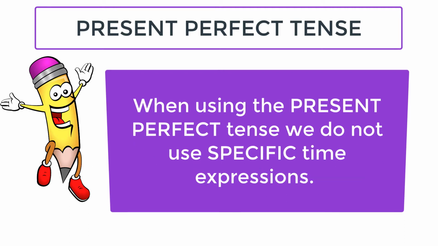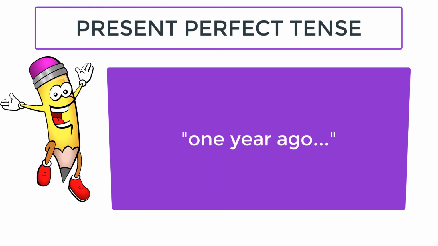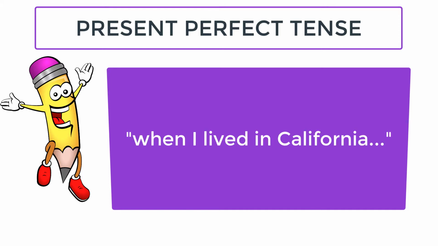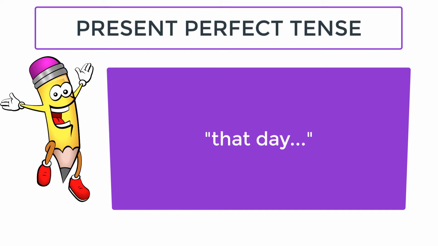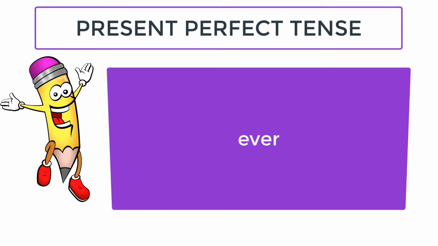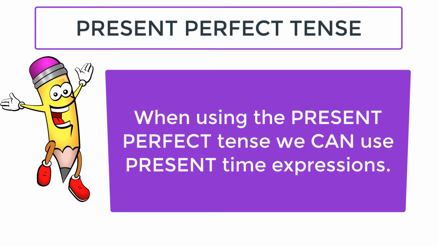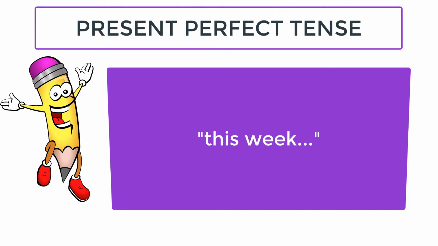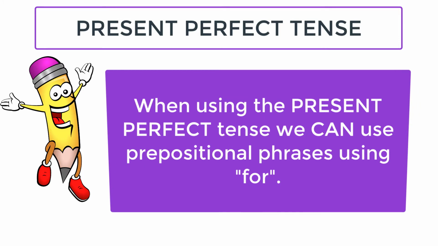Therefore, when using the present perfect tense, we do not use specific past time expressions such as yesterday, 1 year ago, last week, when I was young, when I lived in California, at the moment, that day, or one day. However, we can use unspecified adverbs of time such as ever, never, once, before, always, just, since, already, yet, and other time expressions such as many times, so far, several times, today, this year, this week, this day, this moment, and prepositional phrases beginning with for.